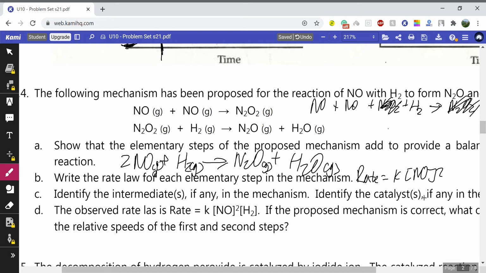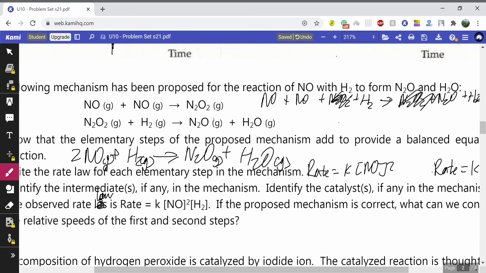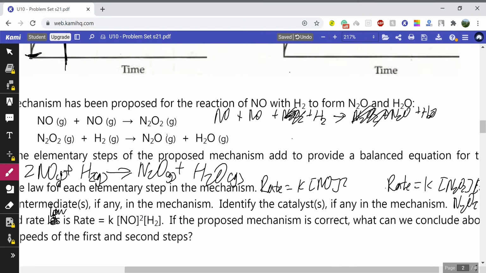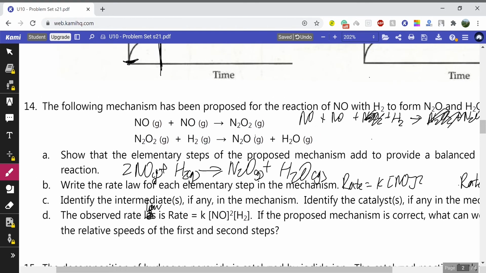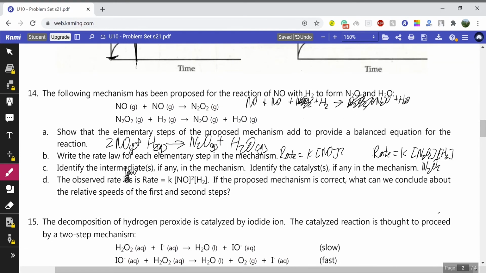The observed rate law is rate equals this times this. The proposed mechanism is correct. Now what can we conclude about the relative speeds of the steps? The rate law for the overall reaction is the rate law for the slow step.